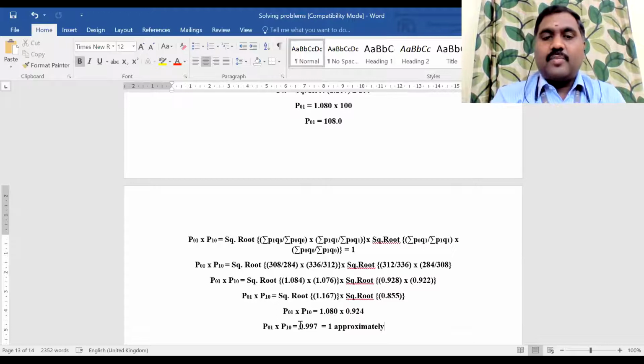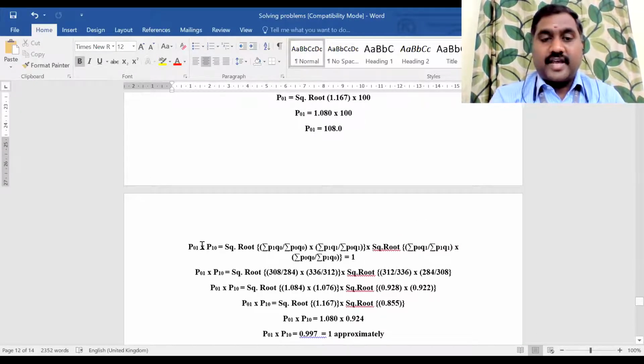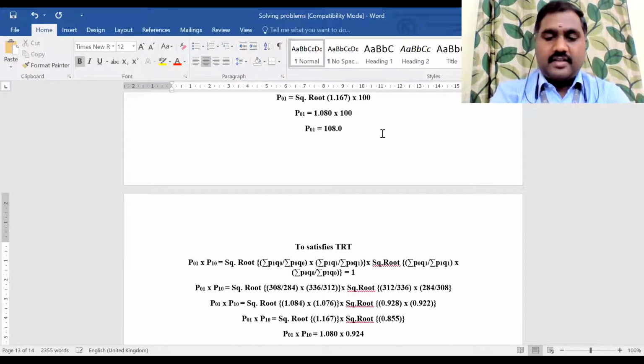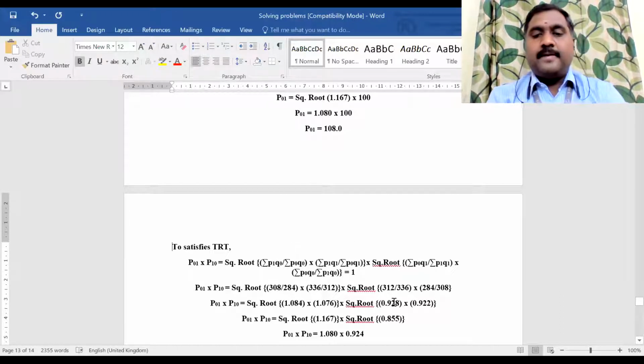Okay, we copied this. So this is the time reversal. To satisfy TRT, we need to use this formula.